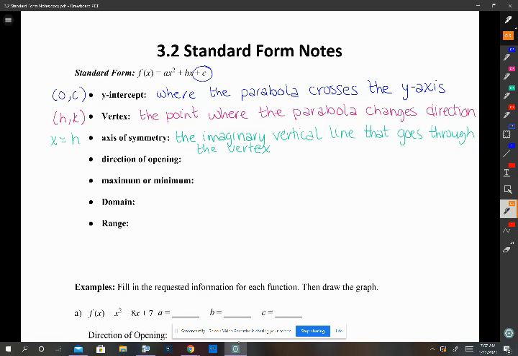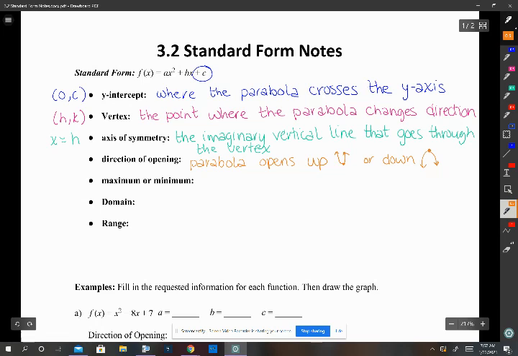And then we have the direction of opening. So remember that our parabola is going to either open up or down. When I say up, I mean that it faces up, or it faces down, and that means it's going to go down. And you've got your vertex point, and it's going down from there.